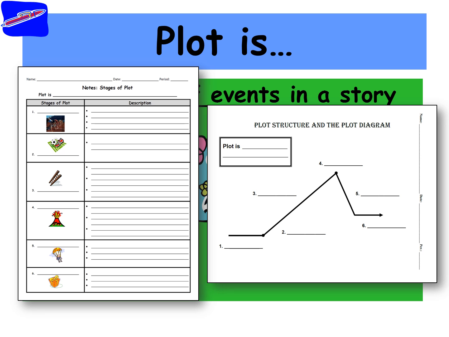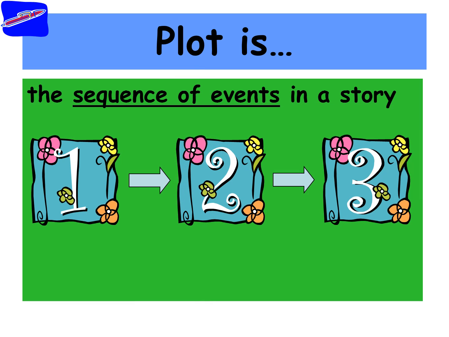So why don't we make sure that we have the definition written on both? Go ahead and write down the definition of what plot is on both sheets. Again, that definition is the sequence of events in a story. Once we have that written down, then we're ready to take a closer look at each different stage of plot.